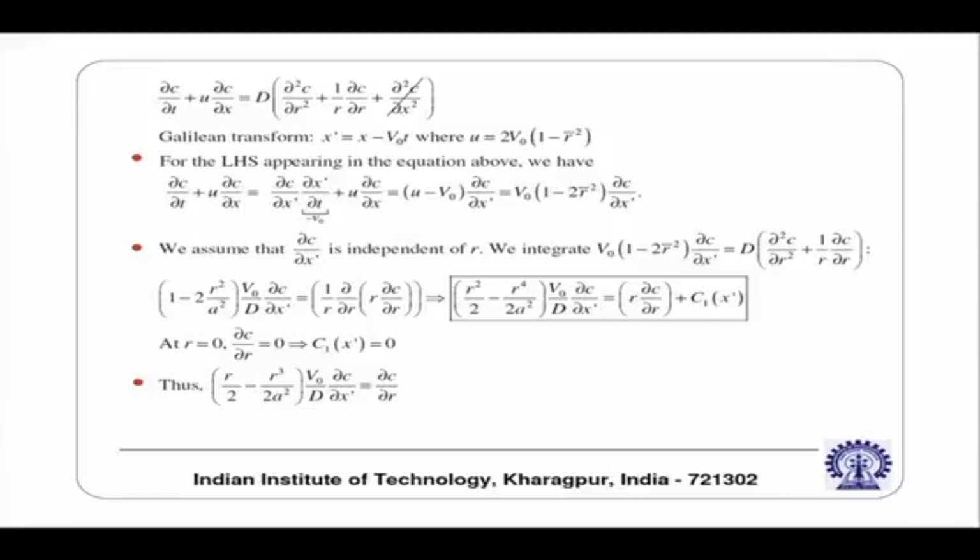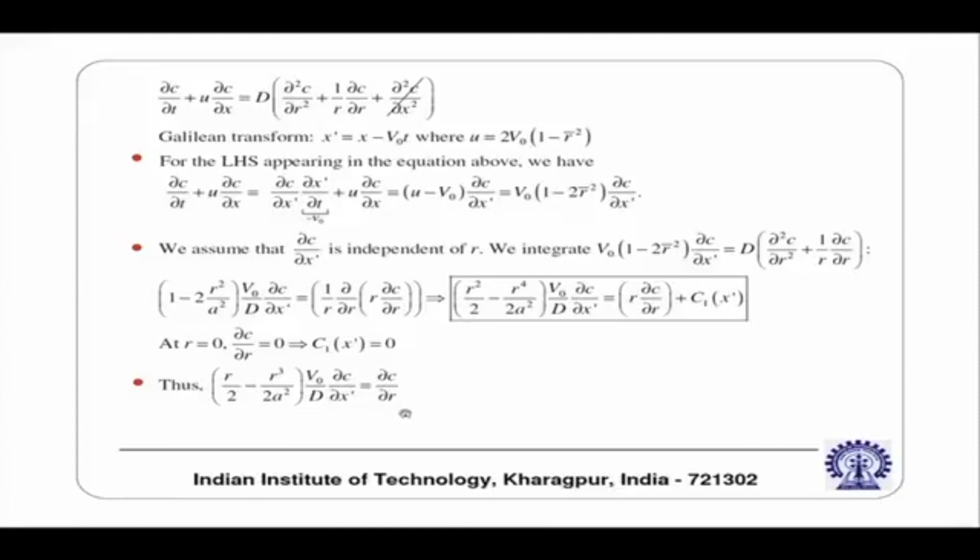So to integrate the equation, one very important assumption that we will make is that del c del x dash is a constant, that means r independent, then the integration becomes very easy. So then you integrate it with respect to r, the right hand side is 1 by r del del r, r del c del r. So if you integrate with respect to r, basically you will get this with the constant of integration C1. Now we can apply the boundary condition that at the center line of the tube del c del r is equal to 0 because of symmetry. So that will give you this C1 constant of integration equal to 0. So you will get this equation.